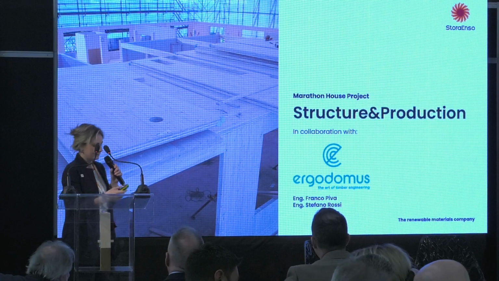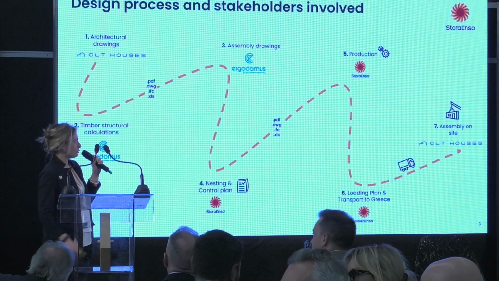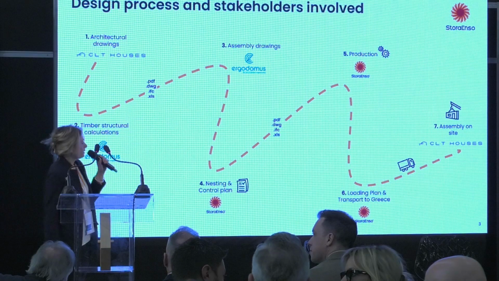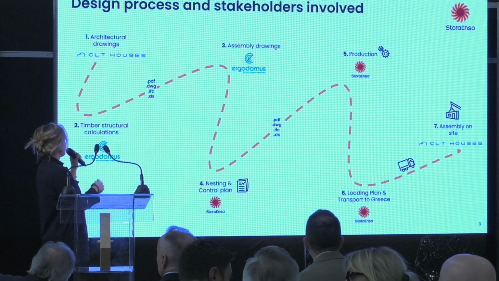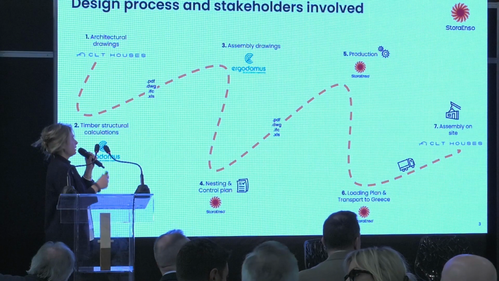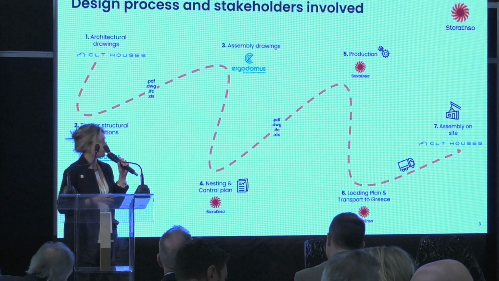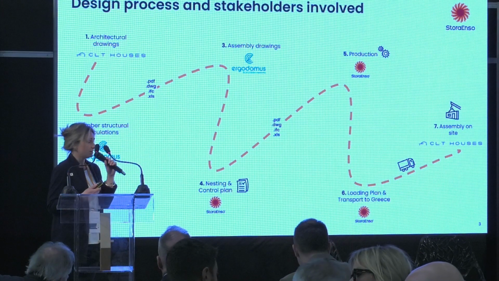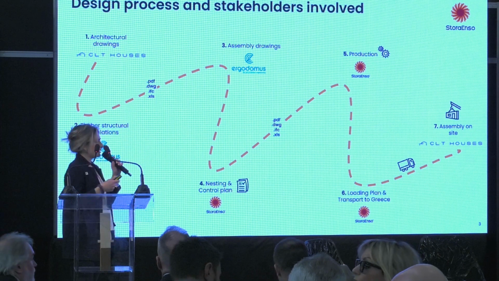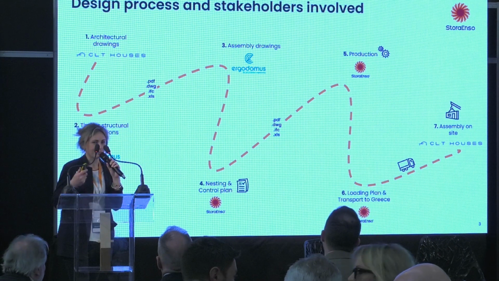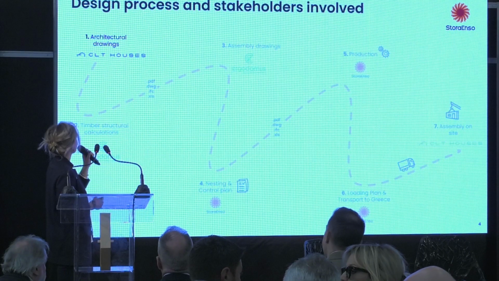So let's start. We will try to follow this path, more or less. We will start from the architectural drawings, pass through the structural timber calculation, the assembly drawings, the nesting we did in our production, the production of the CLT panel, the transportation to Greece, and the assembly. You have already seen the beautiful assembly from Nikitas, so we will not cover the last point again.